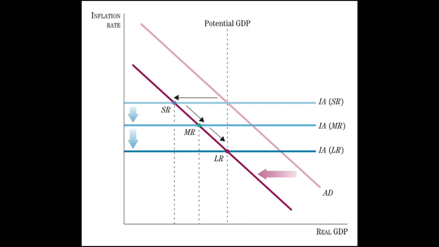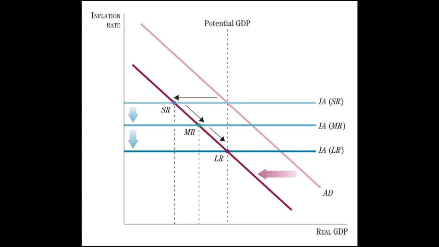This figure illustrates the effects on the economy in the short run, medium run, and long run of a change in the monetary policy toward disinflation. In the short run, the AD curve will shift to the right, and the intersection between the IA curve and the new AD curve will determine the equilibrium GDP.